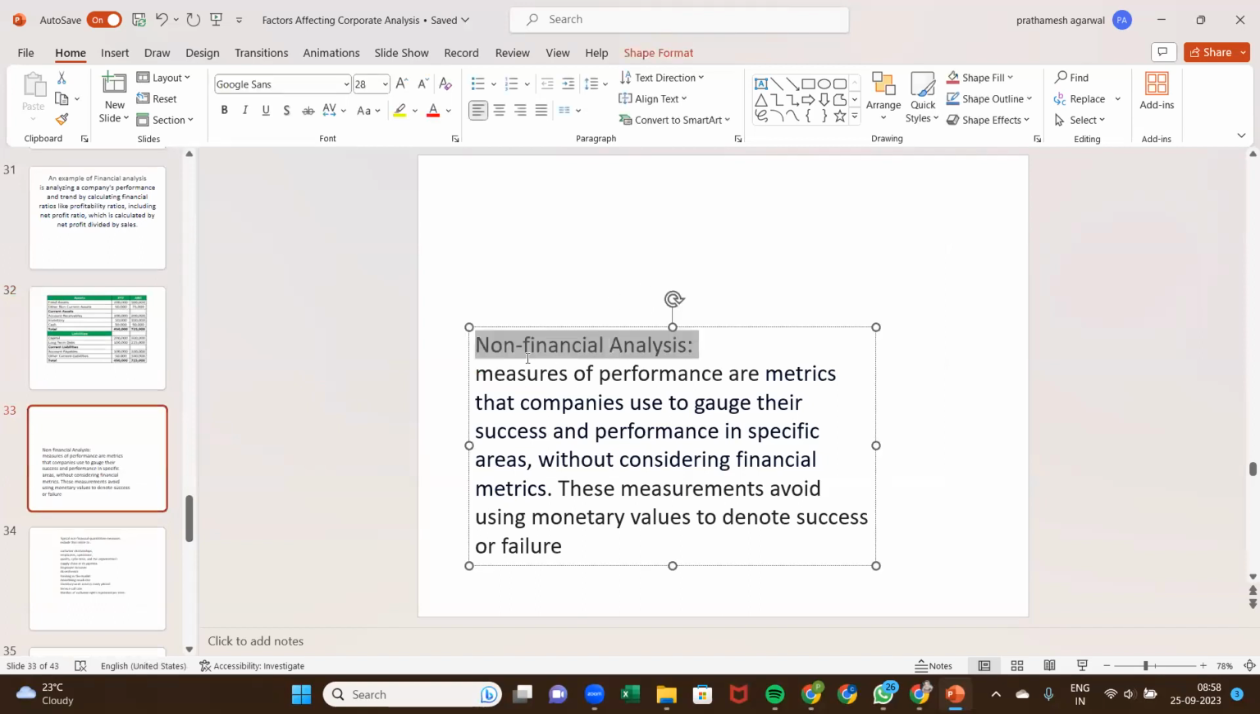Then we have non-financial analysis. Non-financial analysis measures the performance; these are metrics that companies use to gauge their successes and performance in specific areas without considering the financial metrics. We do not take any financial measurements to measure non-financial analysis. These measurements avoid monetary values to denote the success.